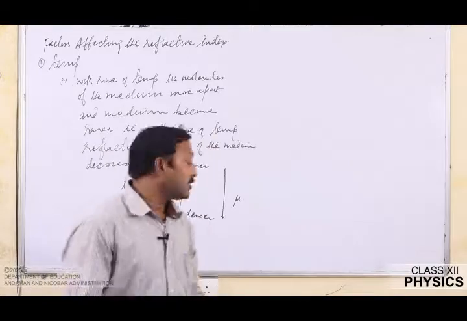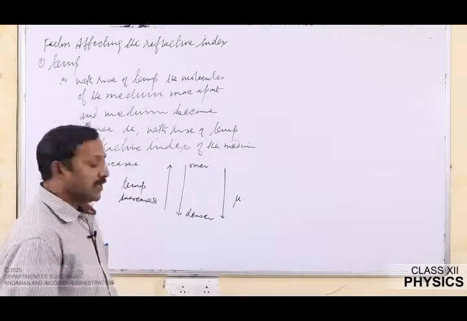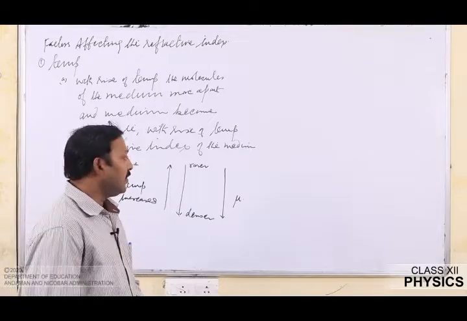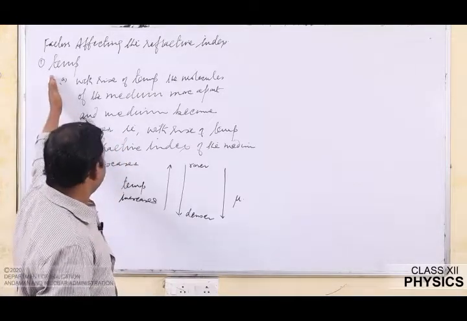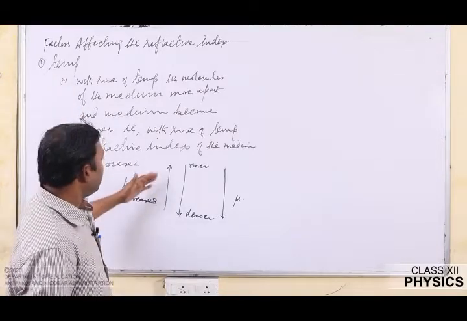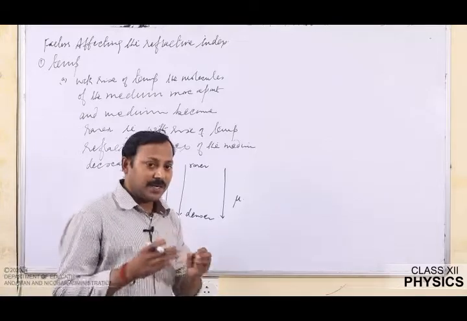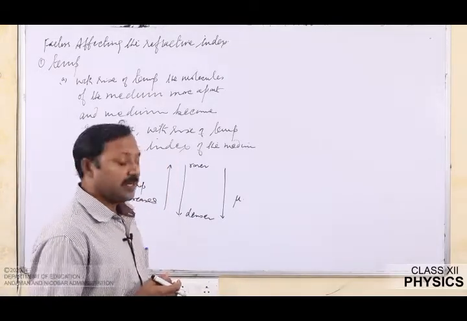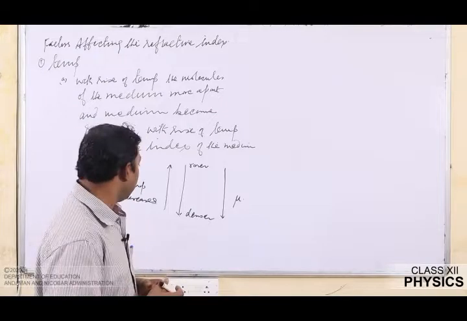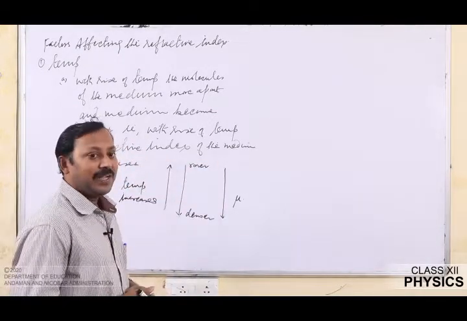Now, we will see the factors on which the refractive index depends. Already we saw that the refractive index depends upon the speed of light, wavelength as well as the nature of the medium. Here we are saying that when the temperature increases, molecules move apart. As a result, the rareness of the medium increases, and as the rareness of the medium increases, the refractive index decreases. So, ultimately we can say that with the rise of temperature, the refractive index of the medium decreases.